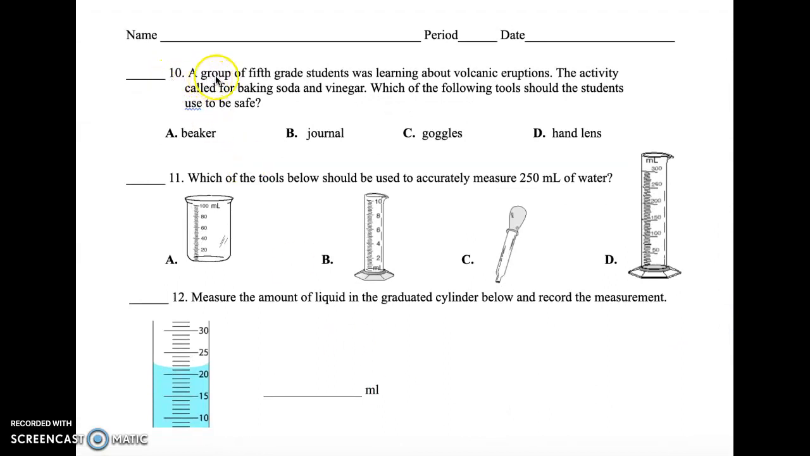Number 10. A group of 5th grade students was learning about volcanic eruptions. The activity called for baking soda and vinegar. Which of the following tools should the students use to be safe? A, beaker. B, journal. C, goggles. Or D, hand lens.